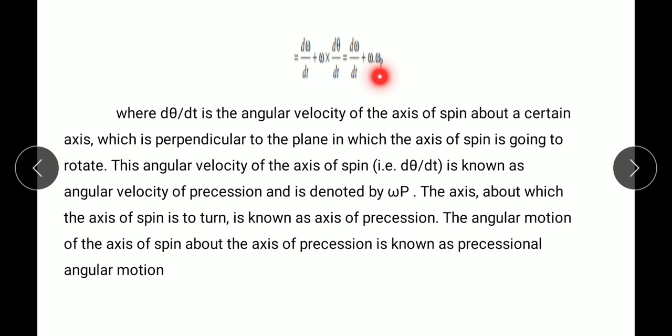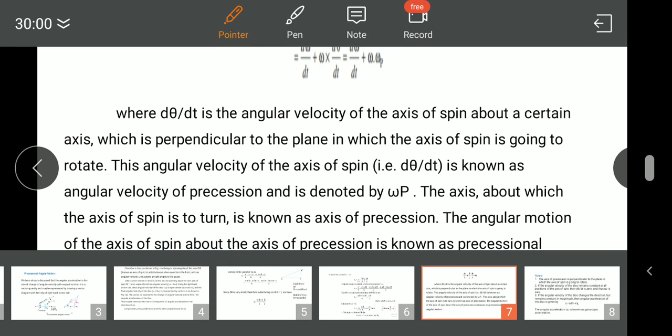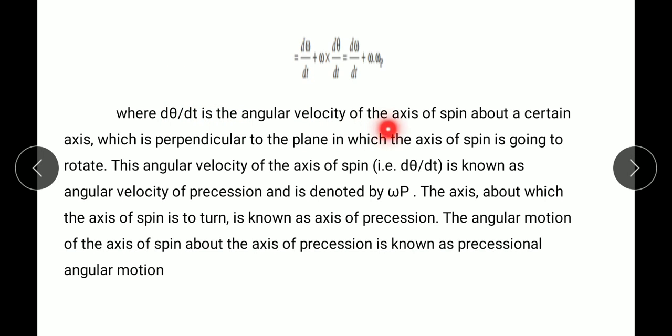So dω/dt plus ω into ωp, where ωp is the precessional angular velocity. So here the total angular acceleration of the disk is dω/dt plus ω into ωp. Okay, so this is the final equation, where dθ/dt is the angular velocity of the axis.